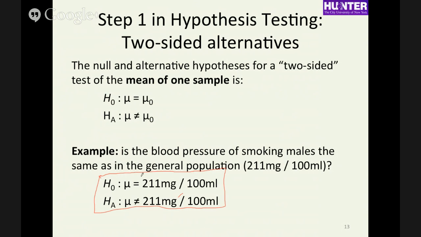If it were a two-sample test, the hypothesis, and Emily's got another one right. Good job. Because we're comparing one, well, not quite. So just blood pressure, yes, but it's just blood pressure of smoking males to a known value, 211. So there's one sample compared to 211. That's why it's a one sample test.